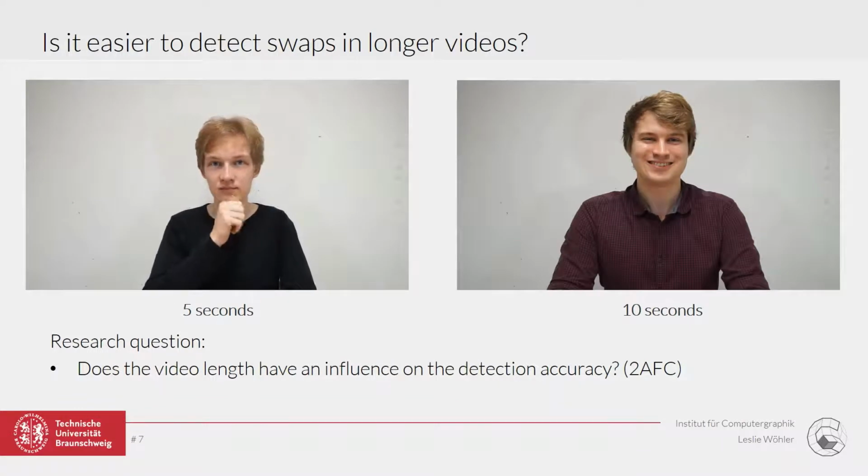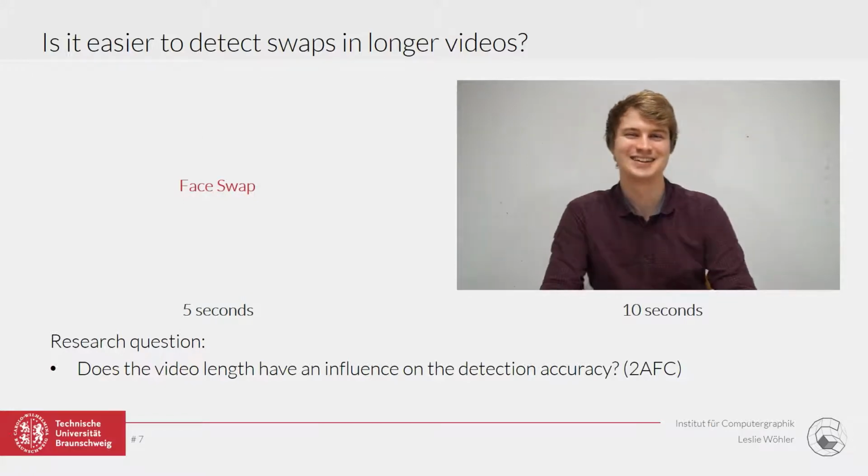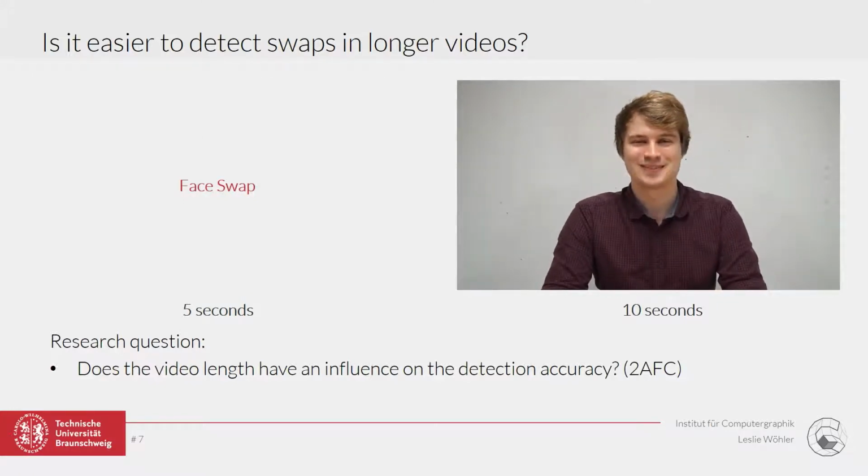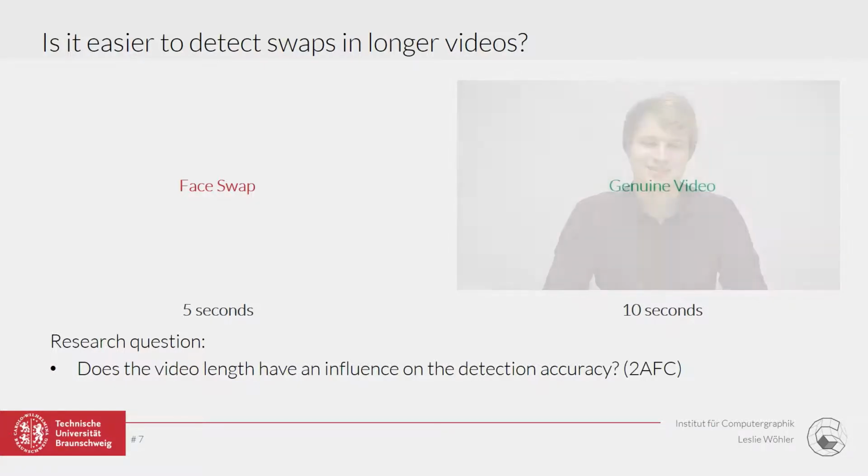In the first experiment, we used video durations of 60 seconds to give participants enough time to explore the video. In the second experiment, we wanted to assess whether the video length has an impact on the detection accuracy of participants. Here, participants were informed about the concept of face swapping before the experiment, and for each video had to decide whether it was a face swap or a genuine person.